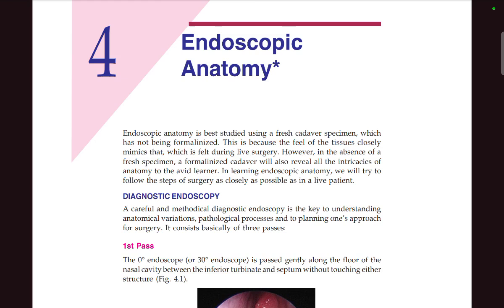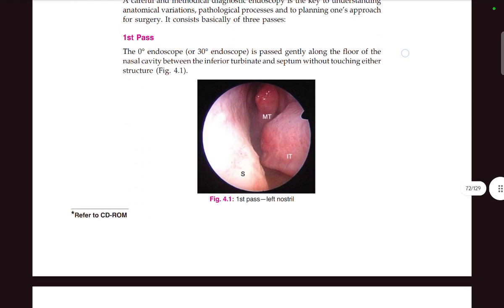In learning endoscopic anatomy, we will try to follow the steps of surgery as closely as possible as in a live patient. Diagnostic endoscopy. A careful and methodical diagnostic endoscopy is the key to understanding anatomical variations, pathological processes, and to planning one's approach for surgery. It consists basically of three passes.